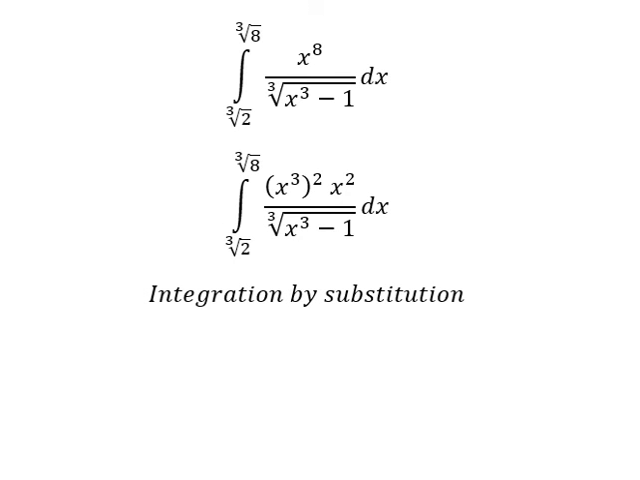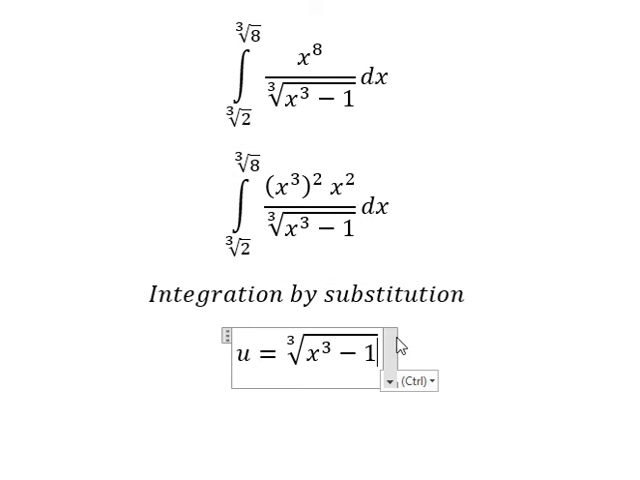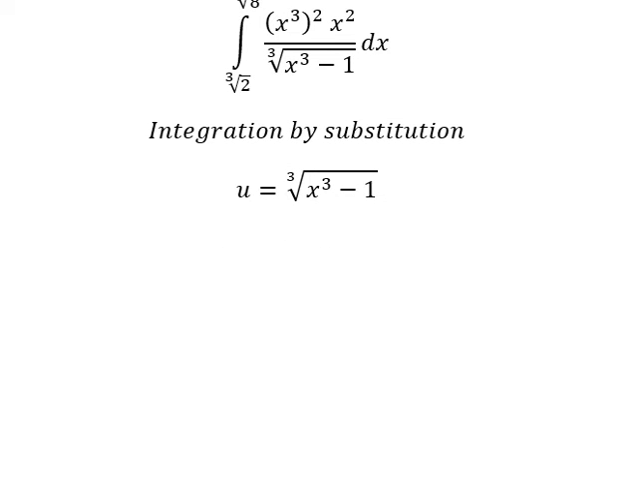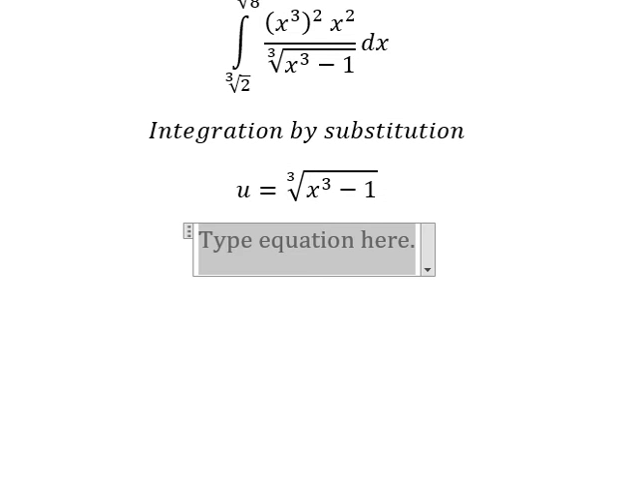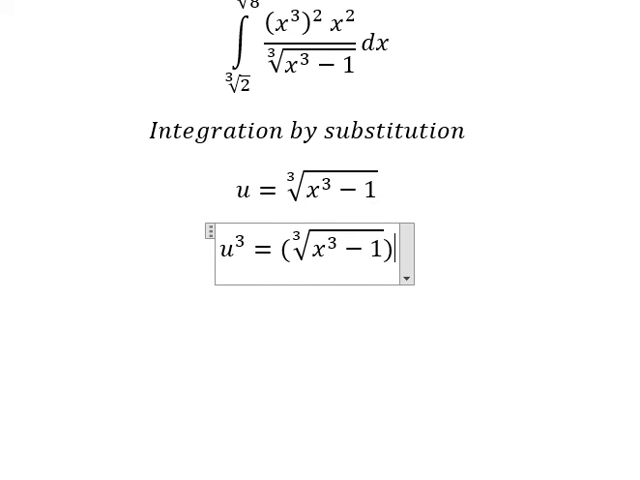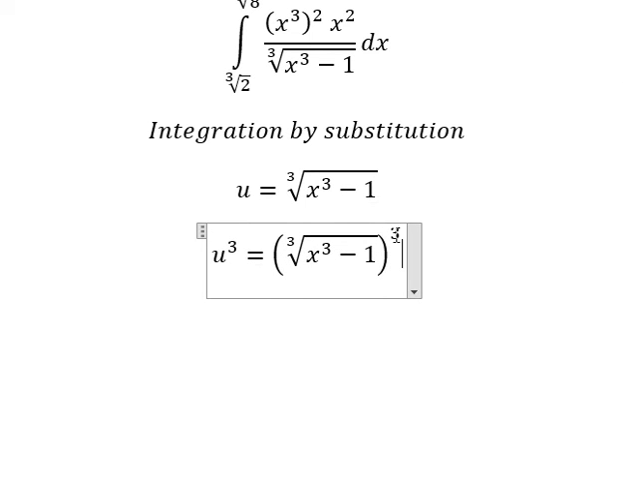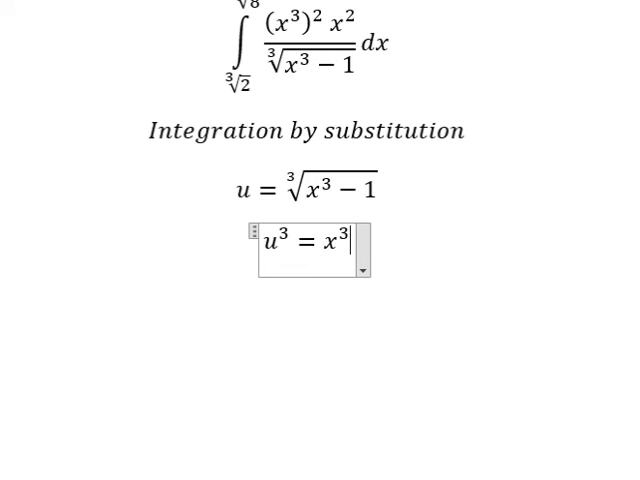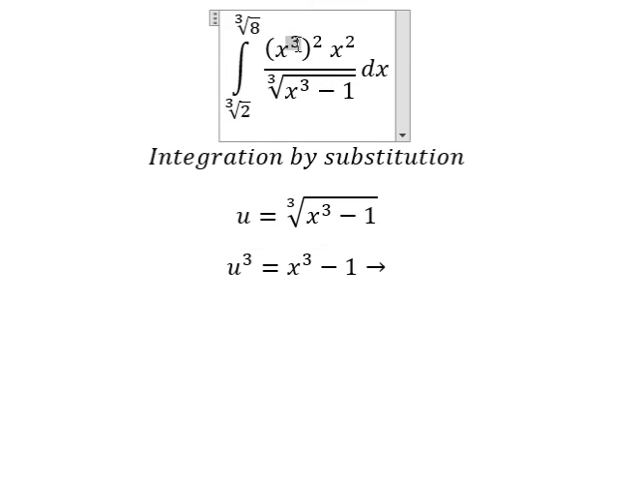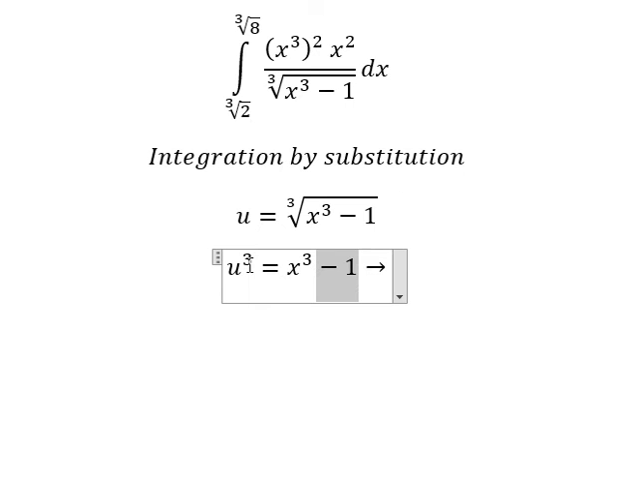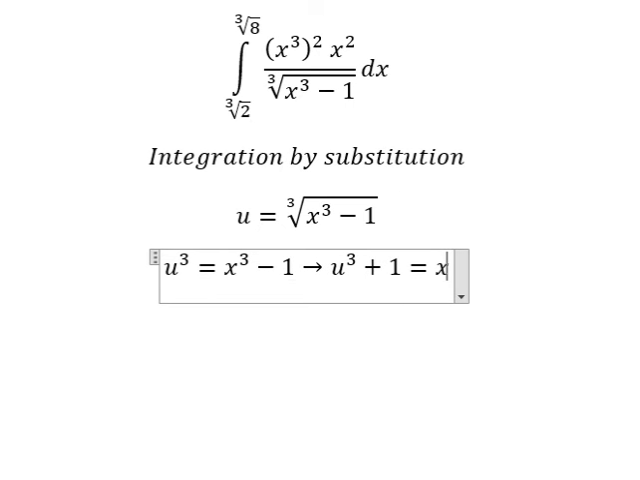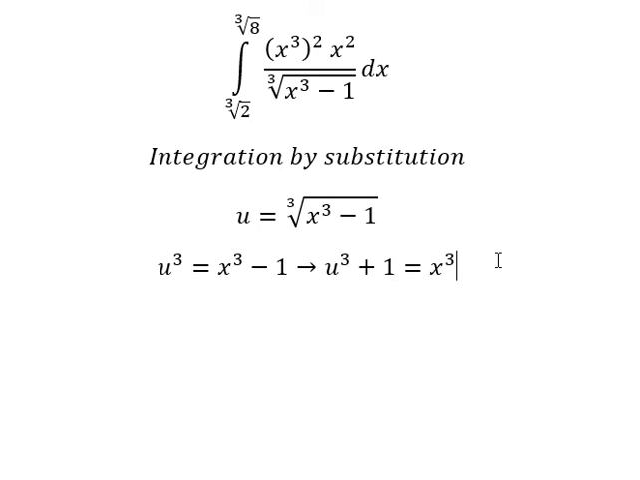So I will put u equals to this one. Now, we need to put the power 3 for both sides because I want to cancel the root. So this one you got s to the power of 3 minus 1, because we still have s to the power of 3 in here. So I will put negative number 1 go to the left. And we have u to the power of 3 plus 1 equals to s to the power of 3.